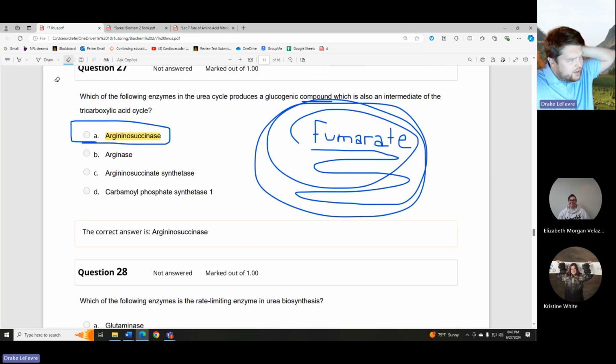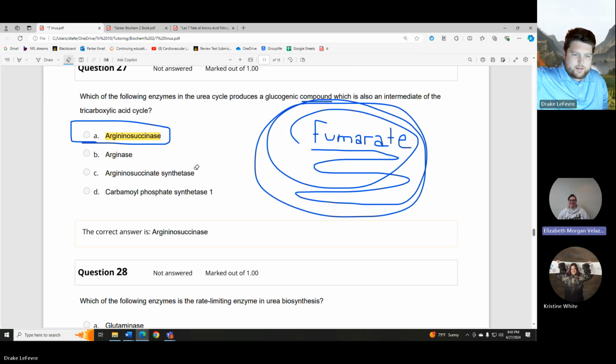What does arginase do again? It acts on the arginine to form the... I don't remember that whole word. And the urea. Ornithine. Yeah, that produces the ornithine and urea. Good.